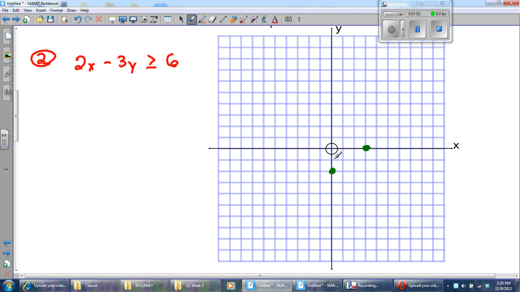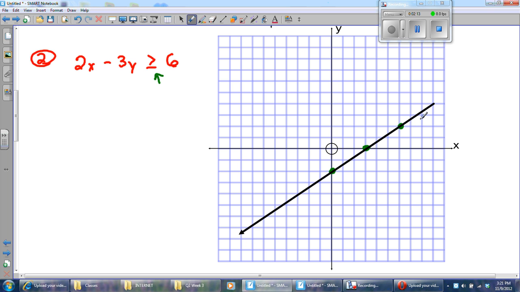And watch this. 1, 2, 1, 2, 3. I know it's going to be a solid line because it is equal to. So I'm going to get a solid line here. This should all be review up to this point.